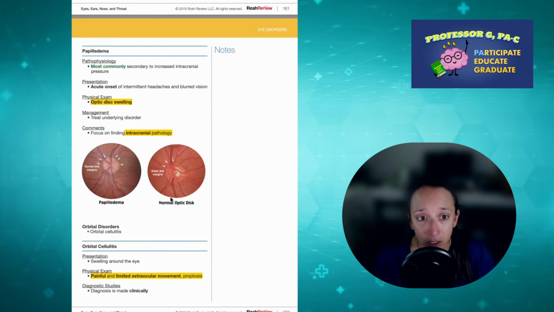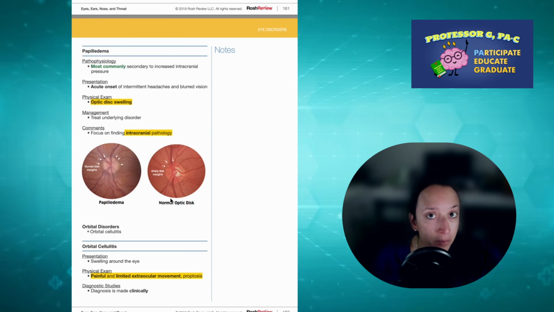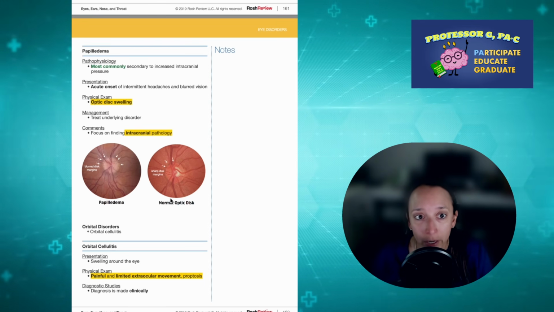Next up is papilledema. So this is most commonly secondary to increased intracranial pressure. So think back to those things from the neural module that cause increased intracranial pressure.